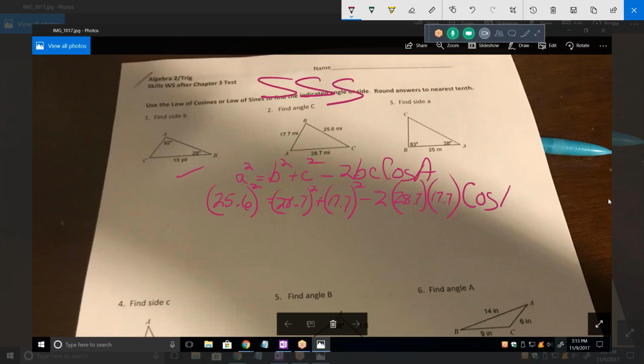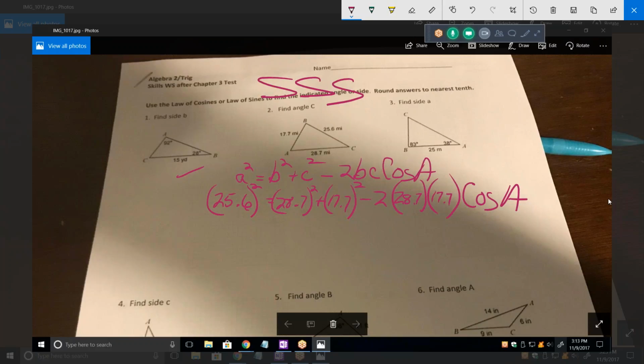Notice that in that equation, we only have one unknown, cosine A. So all I have to do is do the arithmetic here, and I will get cosine A equals some number, and then I'll be able to figure out angle A by taking the inverse cosine of that number. That's my plan.